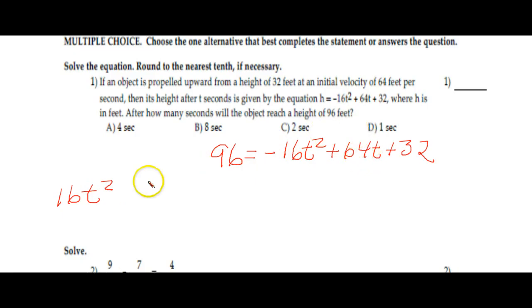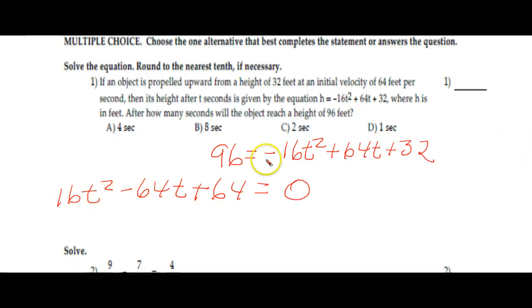We're going to transpose that as a negative 64t. And then this comes over as a negative as well, and that will become a positive, subtracting 32 from here, 32 from here. So that would be a 64 as well. So there's our new quadratic equation.